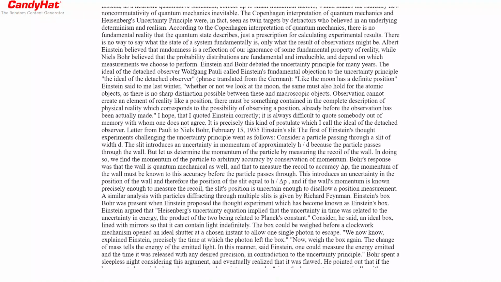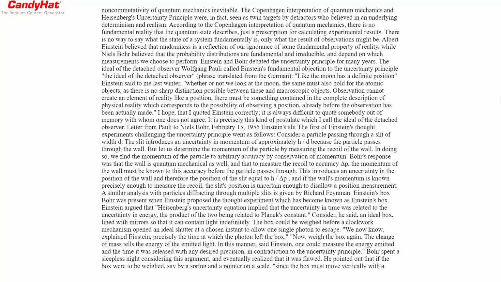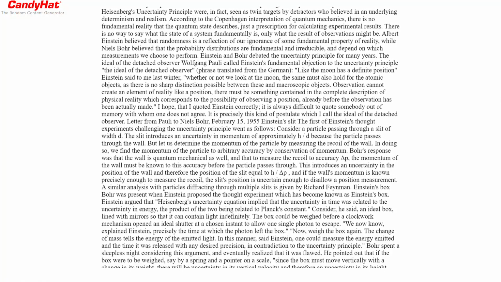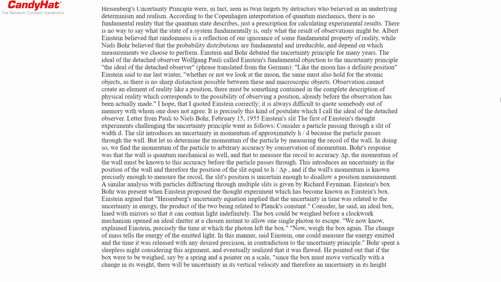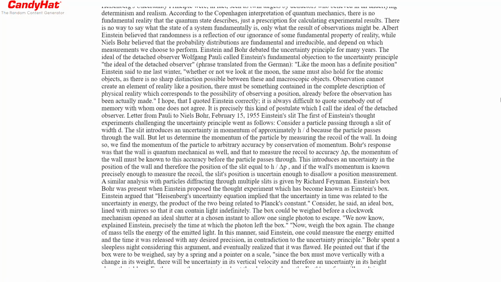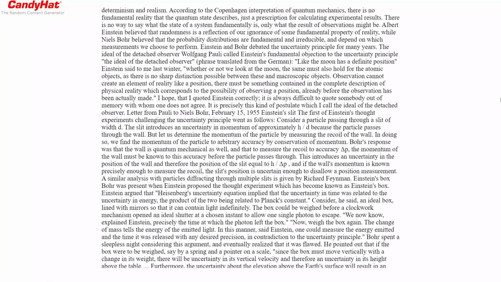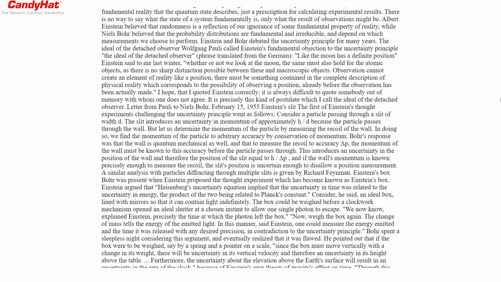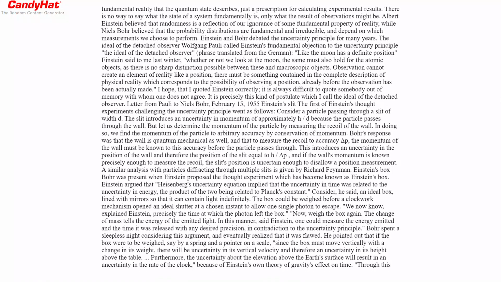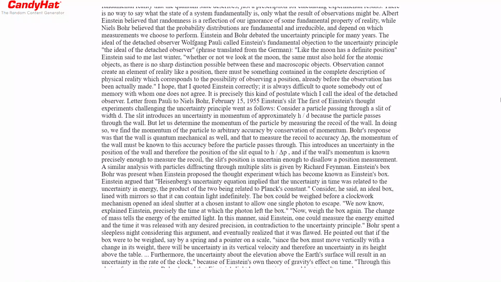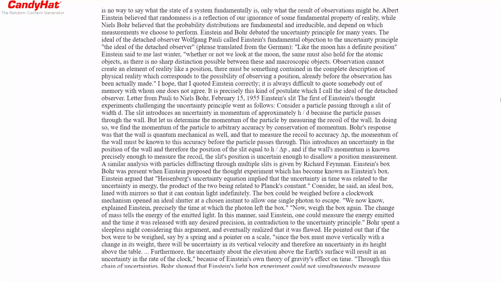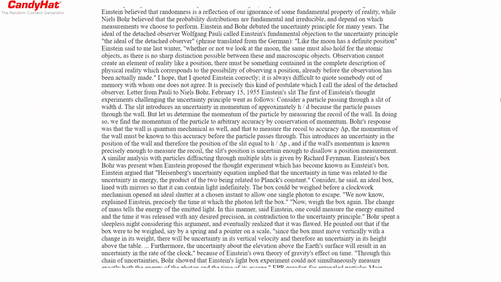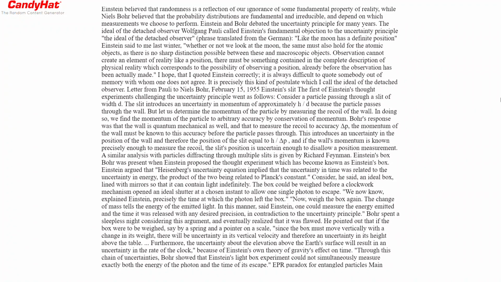Einstein's box. Bohr was present when Einstein proposed the thought experiment which has become known as Einstein's box. Einstein argued that Heisenberg's uncertainty equation implied that the uncertainty in time was related to the uncertainty in energy, the product of the two being related to Planck's constant. Consider, he said, an ideal box, lined with mirrors so that it can contain light indefinitely. The box could be weighed before a clockwork mechanism opened an ideal shutter at a chosen instant to allow one single photon to escape. We now know, explained Einstein, precisely the time at which the photon left the box.